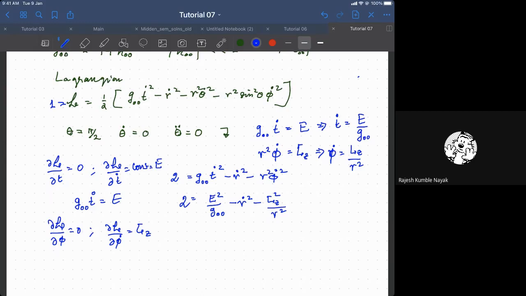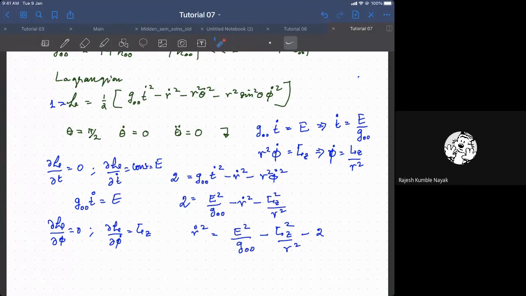Okay. So you have r dot square is equal to E square minus G00 minus Lz square by r square minus 2. Okay, so I've just rewritten. So these are the three equations of motion we have. The fourth one is not needed because theta dot we have already assumed. So the first one is a t evolution, phi evolution, and an r evolution. That completes the problem in principle.